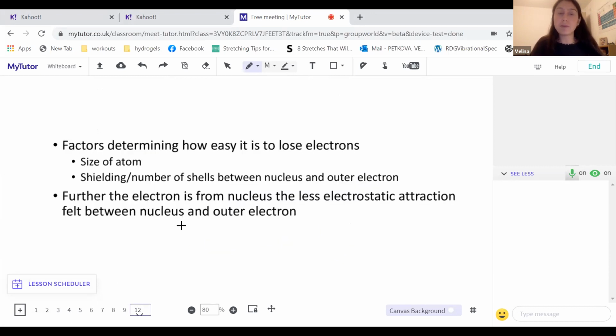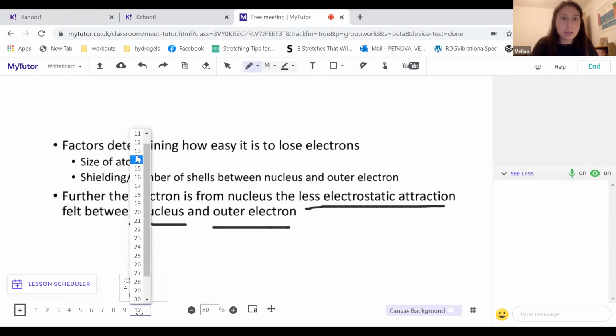Okay, factors determining how easy it is to lose an electron. I hope you remember it from the other day. The size of the atom: the larger the atom, the further away the outer electron is from the nucleus, so it's easier to lose it because there's less attraction between the nucleus and the electron. Also shielding, or the number of shells between the nucleus and the outer electron. The more shells there are, the easier it is to lose this electron because there is weaker electrostatic attraction between the nucleus and the outer shell.